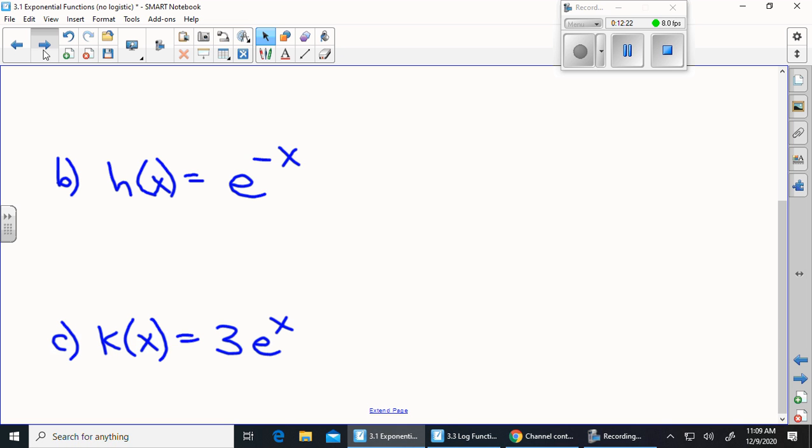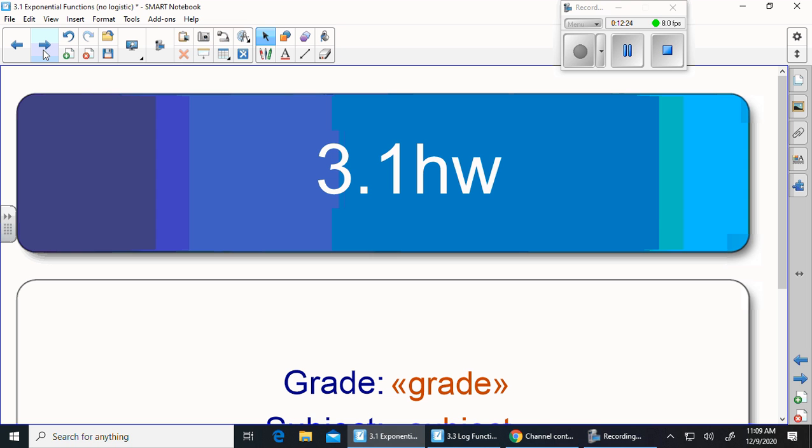So that is sufficient for you guys, a quick introduction of exponential functions.